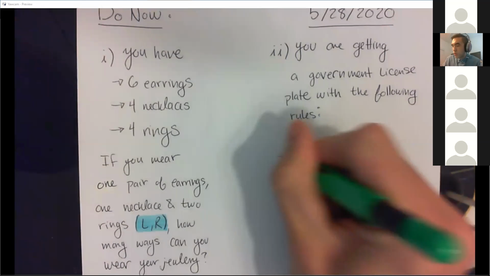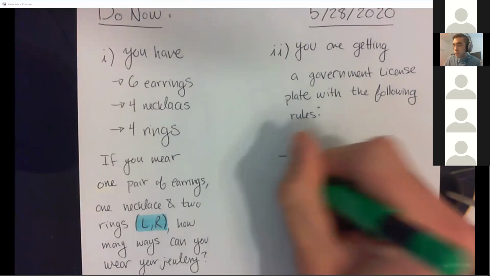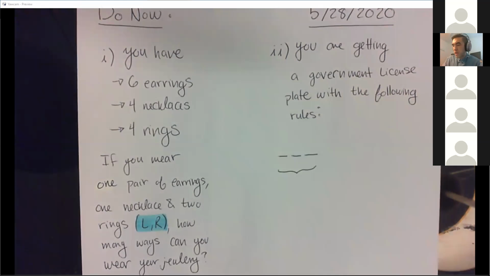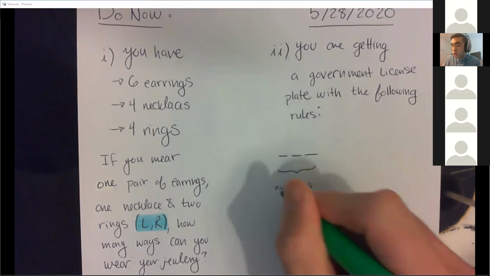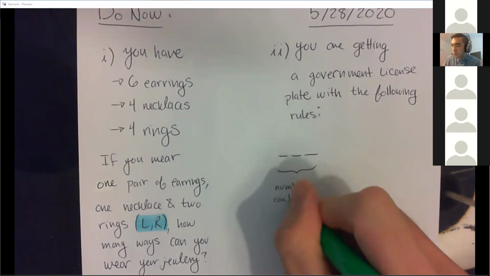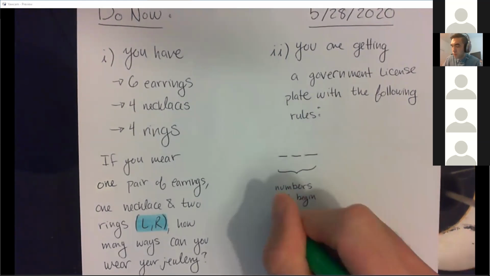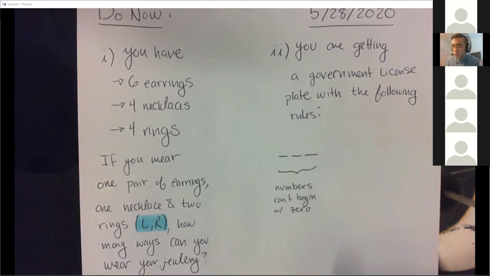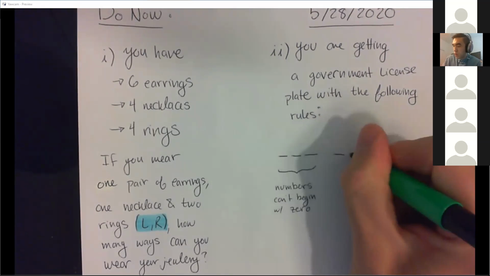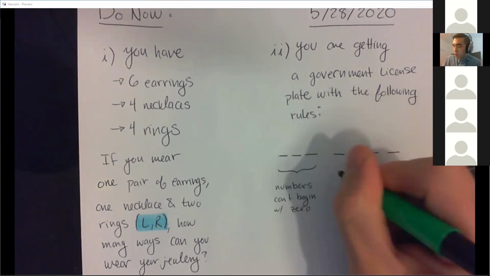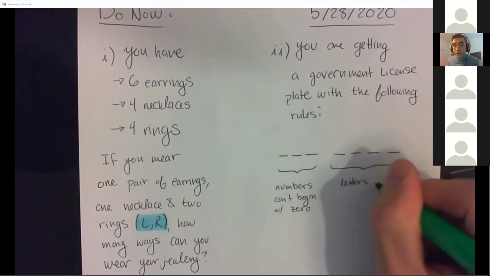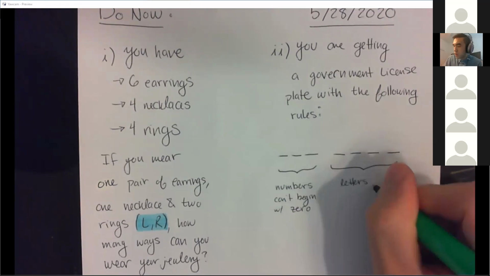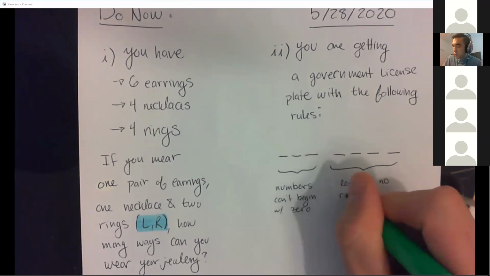We're going to start off with 3 numbers. And these numbers could be anything except it can't begin with 0. And then over here on the right, 1, 2, 3, 4, the last 4 are letters. However, of these letters, there are no repetitions.